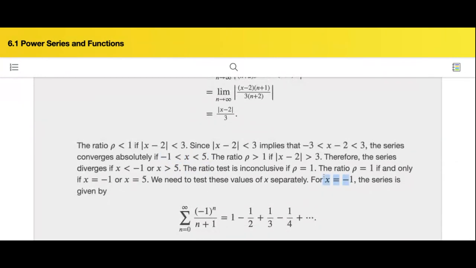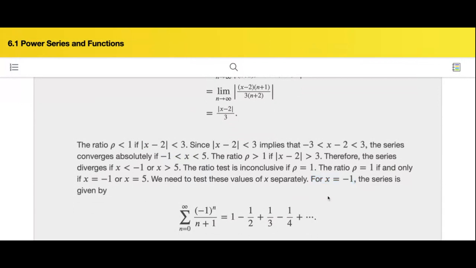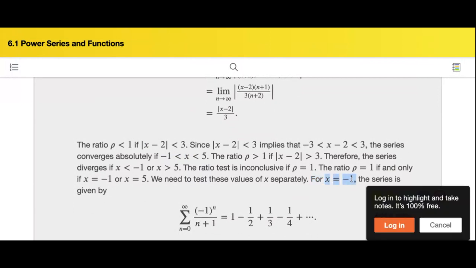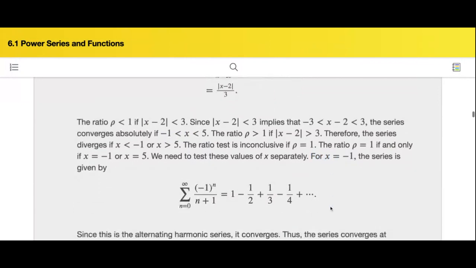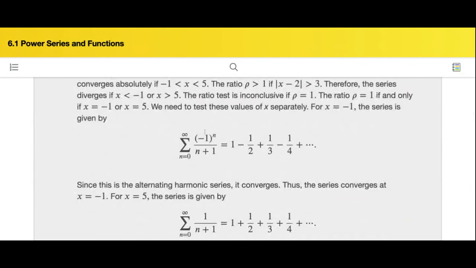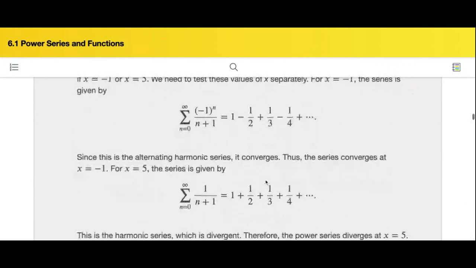We just plug in the value for x. Plug in -1 for x. The series becomes alternating harmonic series, and we know it converges. So that means the series converges at -1 and up to 5.